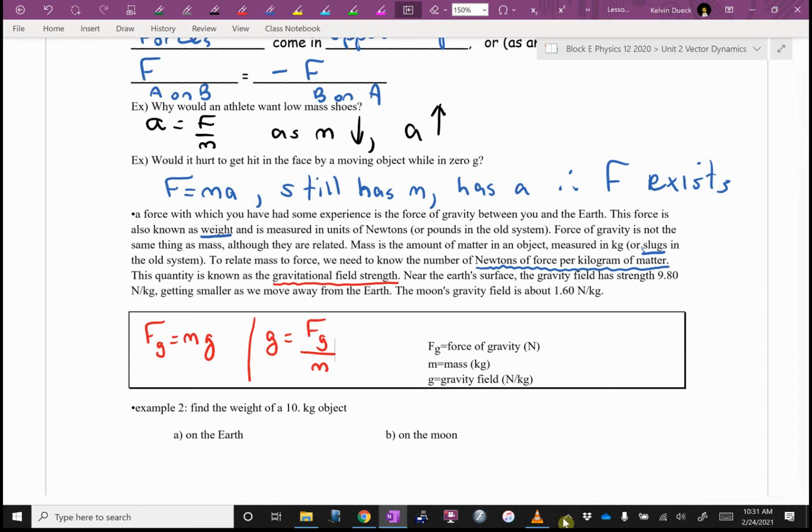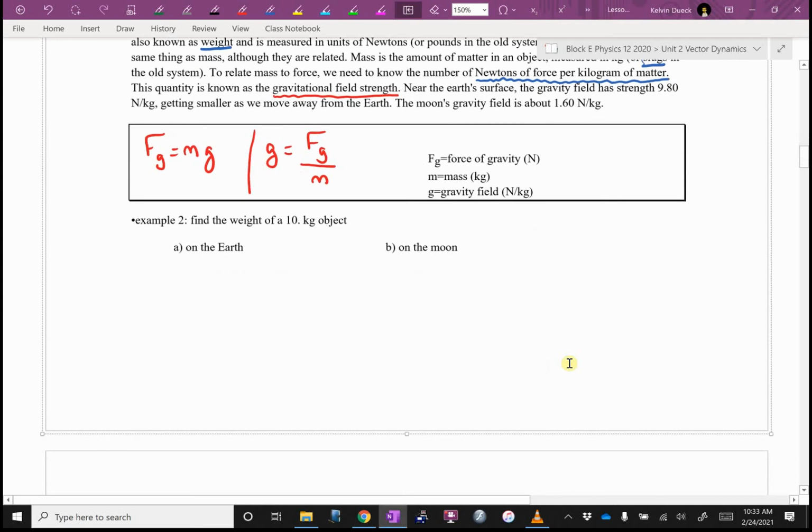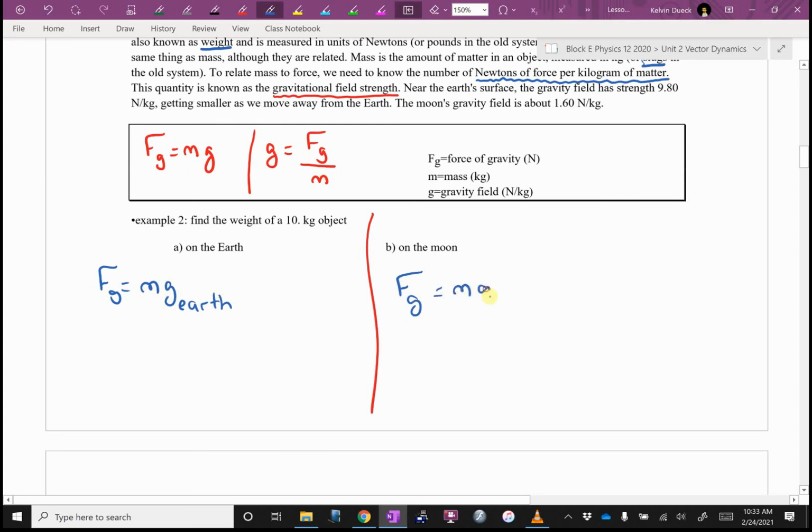Let me give you an illustration. Let me pause the video for a second. Example 2 says, find the weight of a 10 kilogram object on the Earth or on the moon. What's another word for weight? Force of gravity. So Fg equals mg Earth, and Fg equals mg Moon.